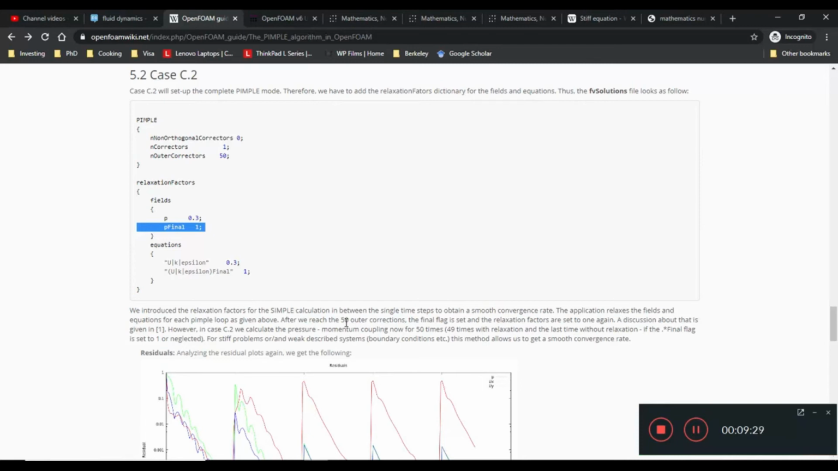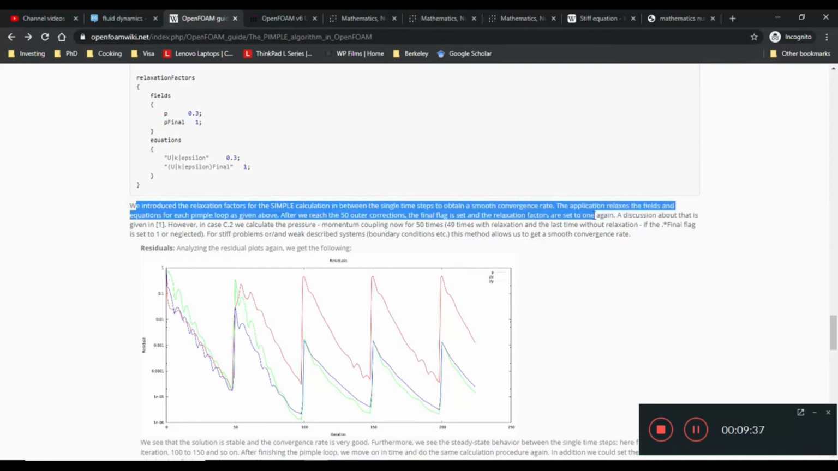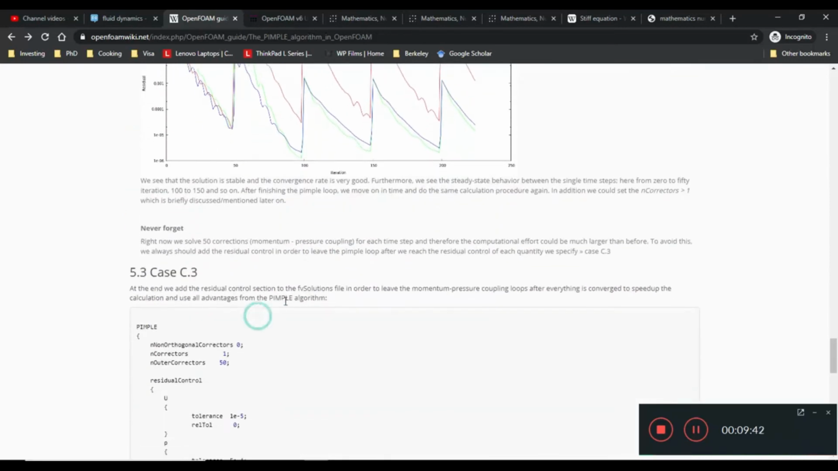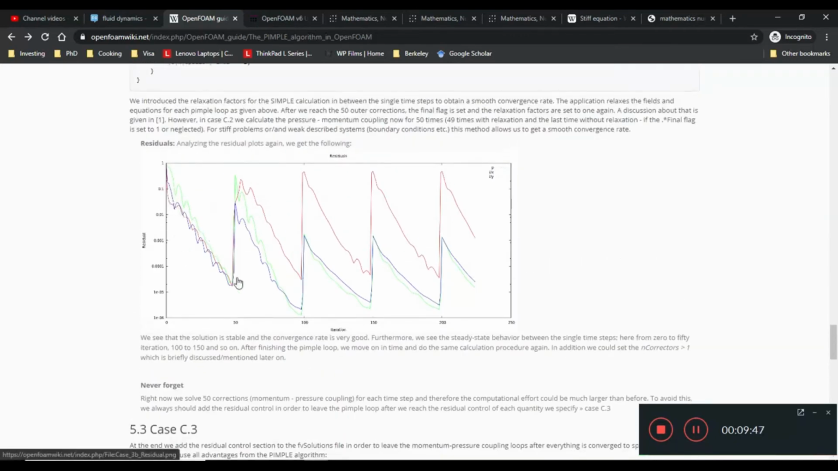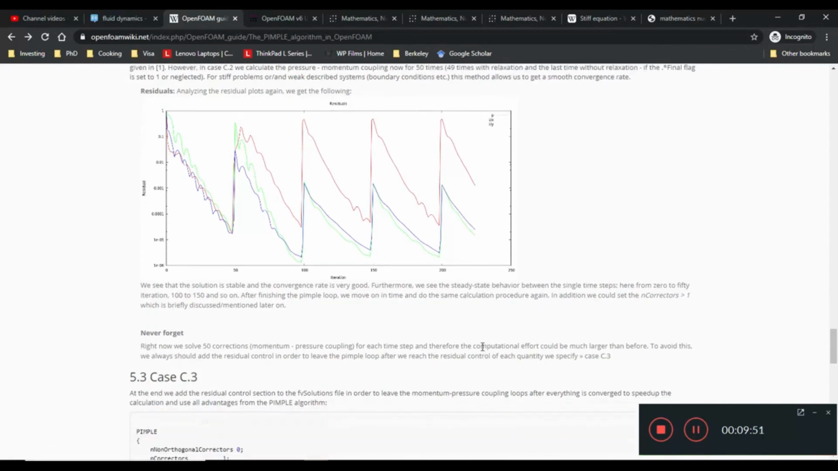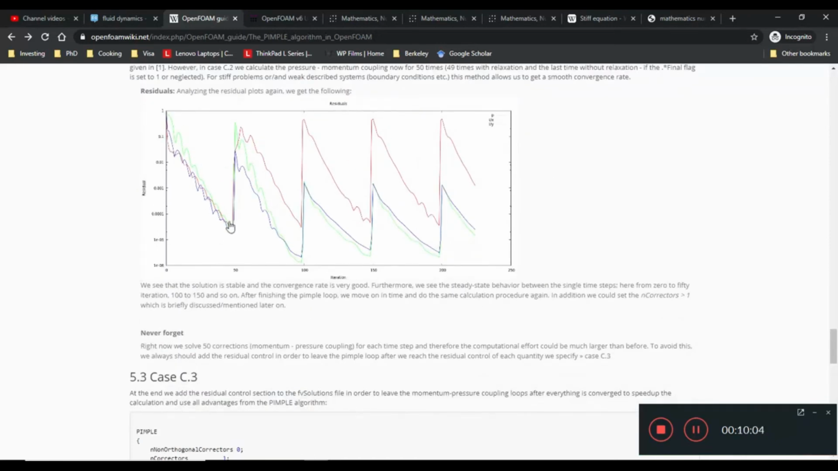So in this paragraph, it says we introduce relaxation in a simple calculation between the time steps to obtain a smooth convergence rate. So of course, in OpenFOAM, you don't want to always go through the full 50 iterations. So there's a little bit of magic to that, to say that, hey, I don't want to move through the 50 iterations. So how can we exit this calculation before it reaches 50?